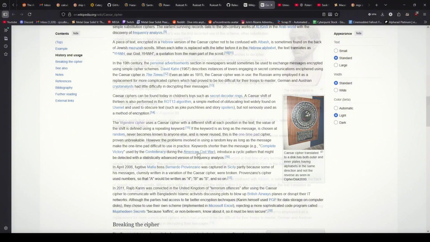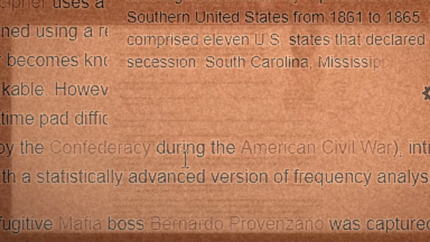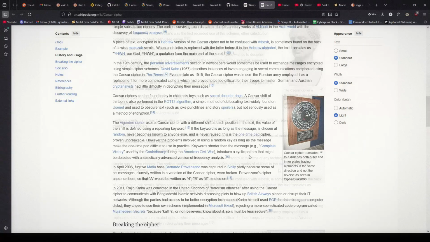Complete victory. The variant used by the Confederacy during the American Civil War introduced a cyclic pattern that may be detected with a statistically advanced version of frequency analysis.